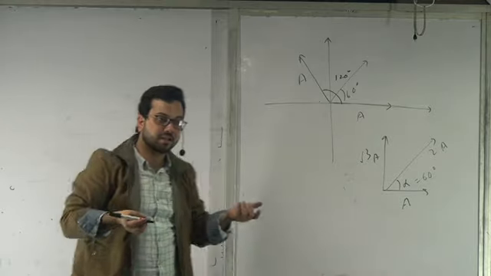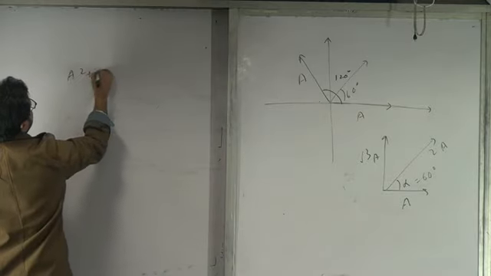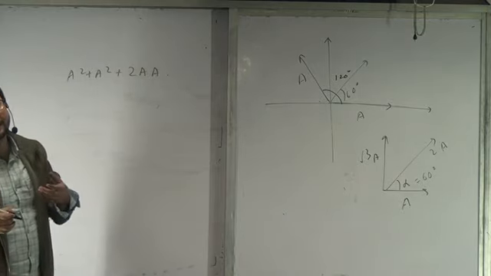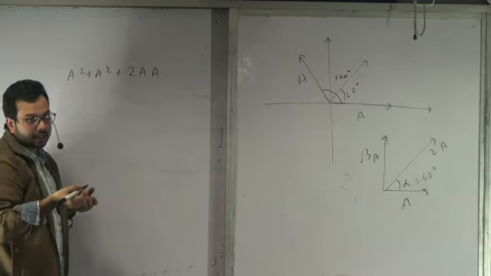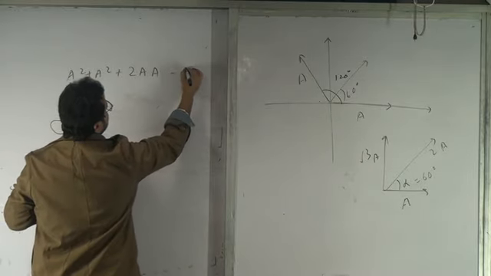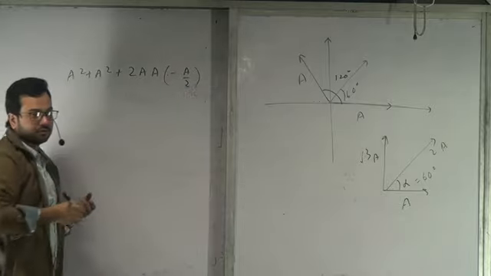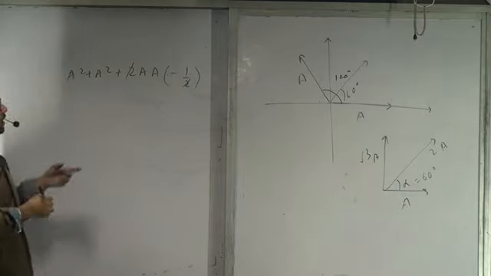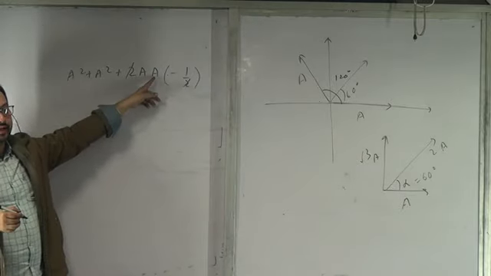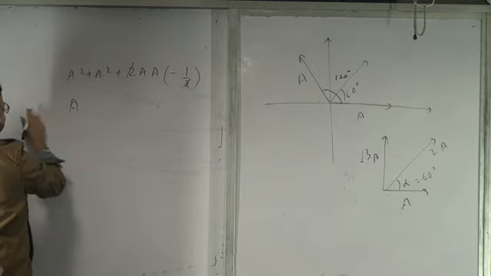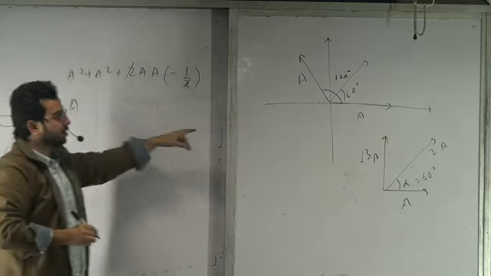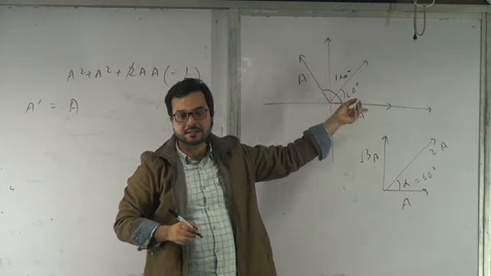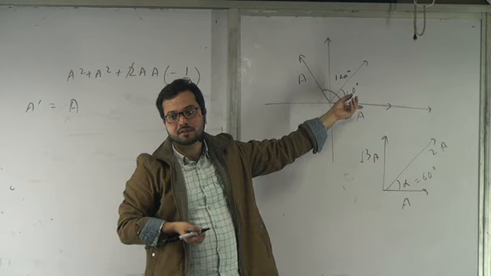It will be a. Remember this result: a square plus 2a into a, and if delta or theta becomes 120 degree, so this will be how much? This will be minus a by 2. अरे minus 1 by 2 बाबा. Alright, so you'll have a square plus a square minus a square. So you'll have the resultant will be equal to a. So if two vectors of equal magnitudes inclined at 120 degree, the resultant would be the same as the magnitude of either one. Is that correct?